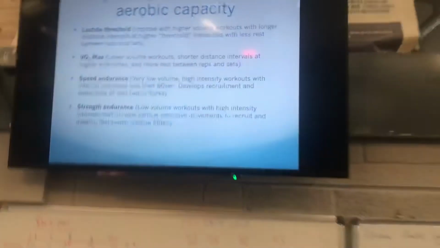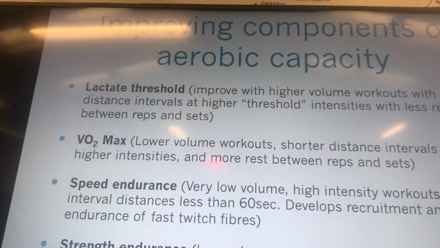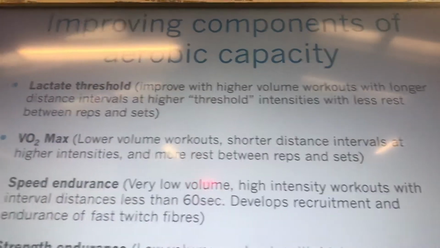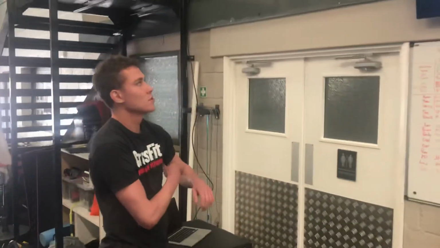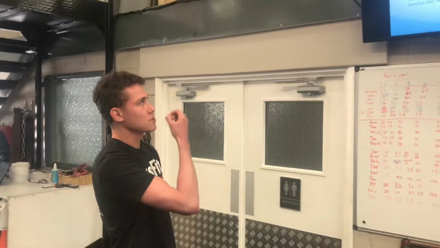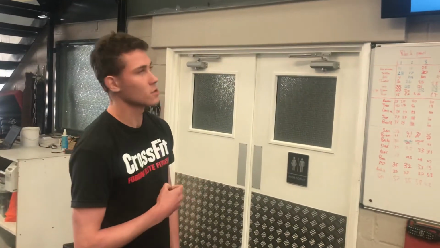So VO2 max. How do we improve our VO2 max? So lower volume workouts, shorter distances and higher intensities, more rep sets. So the idea with this is that we're not doing a huge amount of work, but we're working much harder.